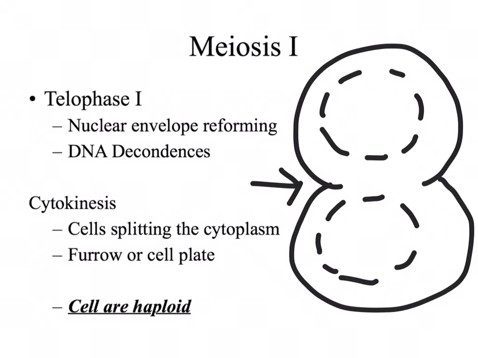Those chromosomes will start to decondense. And remember, we now have one of each chromosome on either side of the cell. At this time, we now have haploid cells being formed. Count the chromosomes. We see that there is one of each type of chromosome in each side of these new cells.